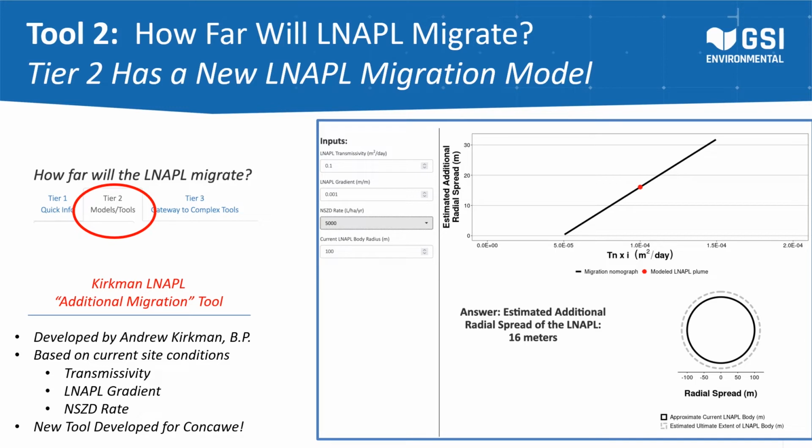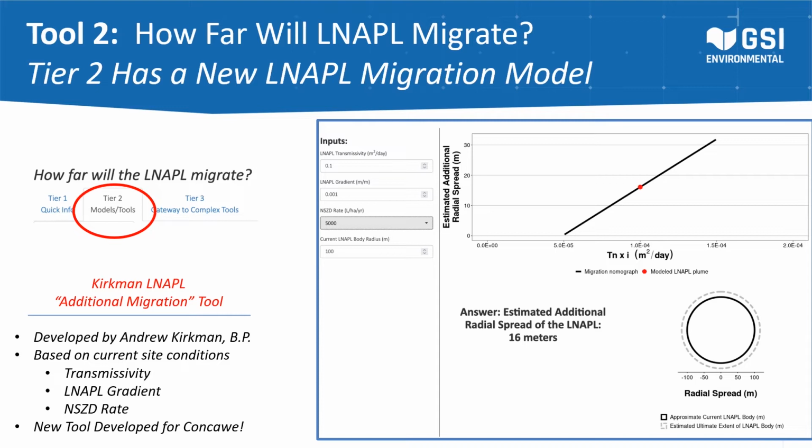LNAPL gradient, sort of like the slope of the water table, but instead it's the slope of the LNAPL. You can get that from maps where people plotted out the LNAPL distribution at, say, your site. The natural source zone depletion rate, that's in Tool 6. We explain that, where you can get those numbers.